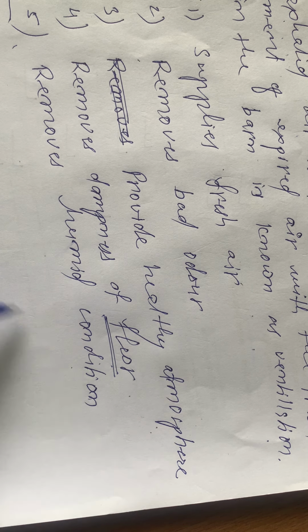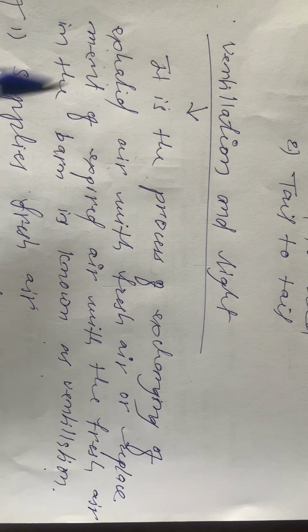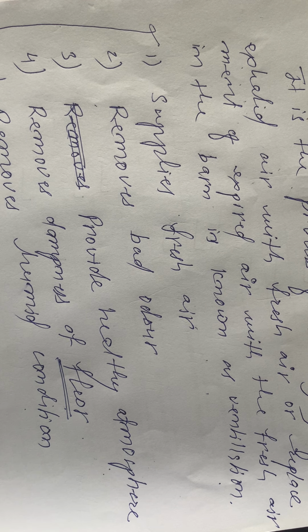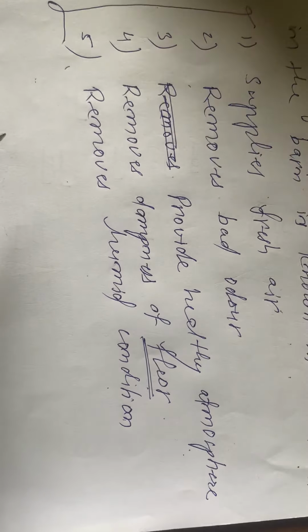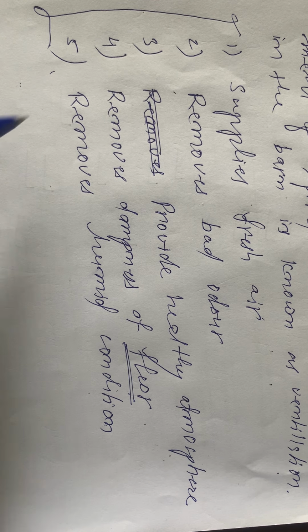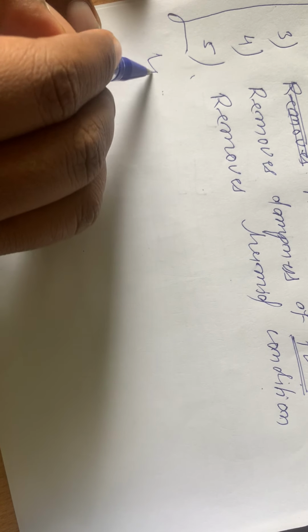So, with the help of all these, it creates a healthy atmosphere in the barn. Therefore, the ventilation must be provided or must be there in the farm. Okay. So, this is all about the ventilation. Let us see about the light. The next point is the light.